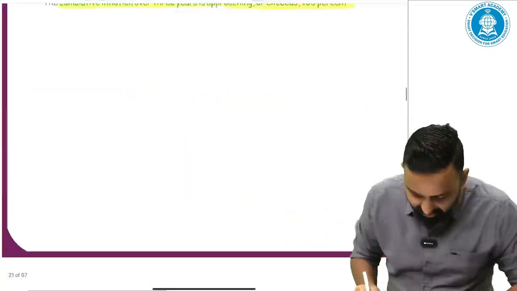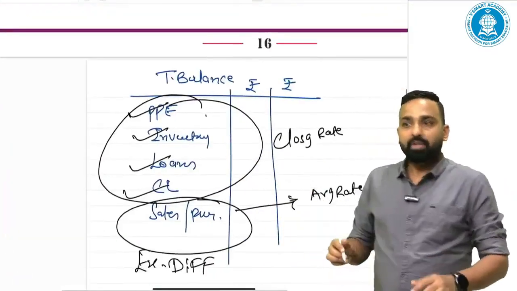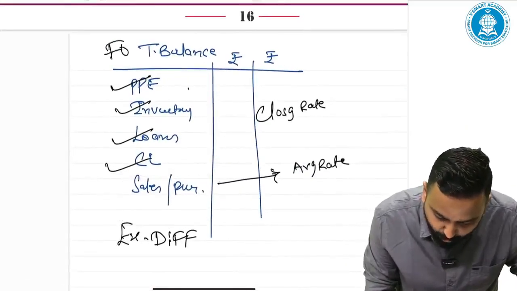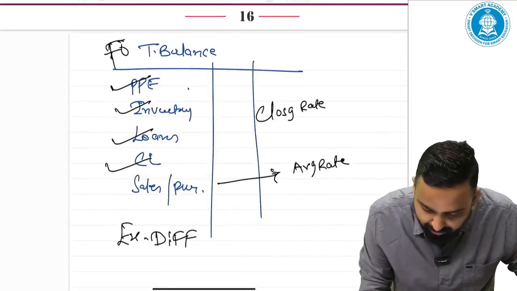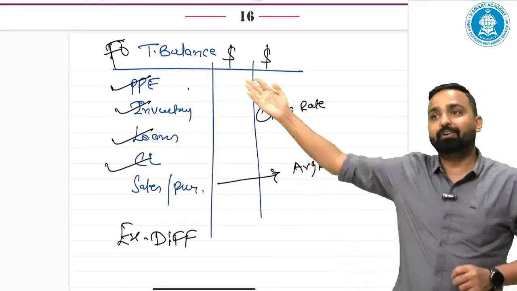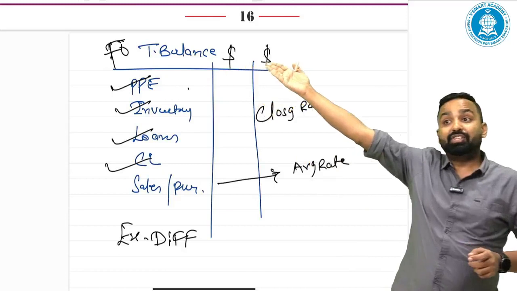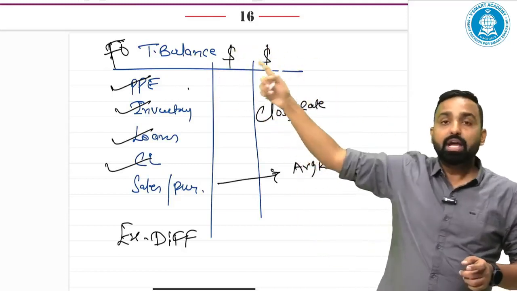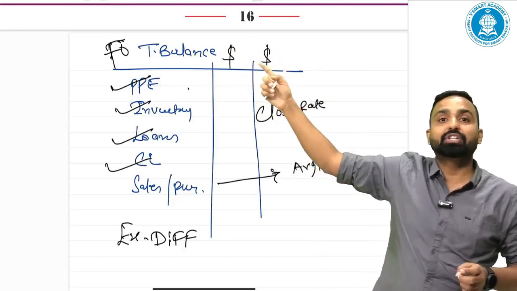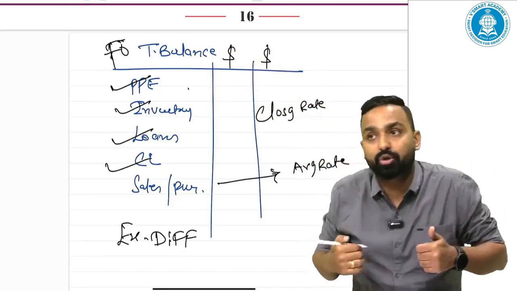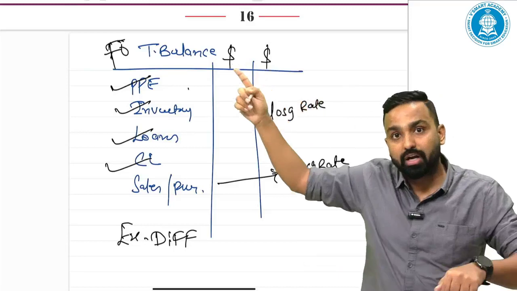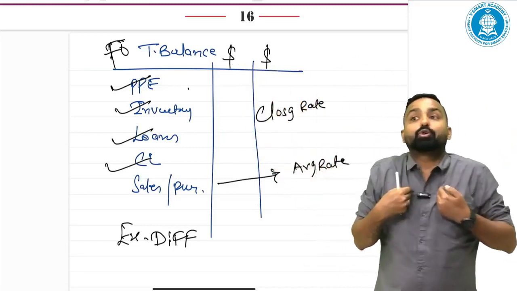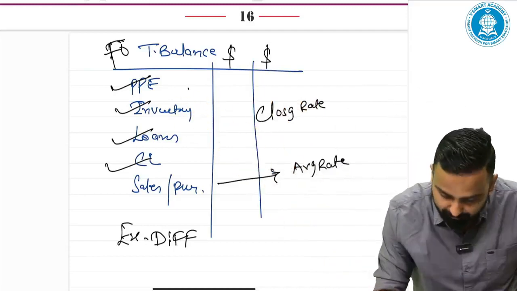Now, another case. Suppose this is the trial balance of my FO, and my FO has its functional currency of dollar. Now what I need to do? I have to convert this dollar into the functional currency of the parent company. Suppose rupee. Same rule will be applicable.